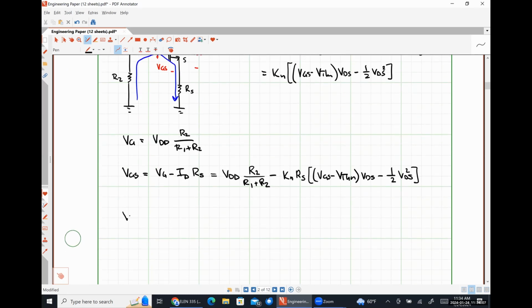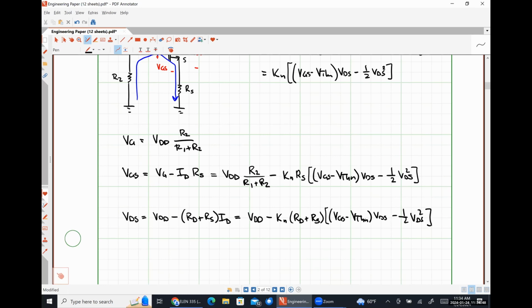So once again, we'll see that VDS is equal to VDD minus RD plus RS times ID. Substituting in our relationship for ID, we get VDD minus Kn times RD plus RS times VGS minus VTHN times VDS minus 1/2 VDS squared.